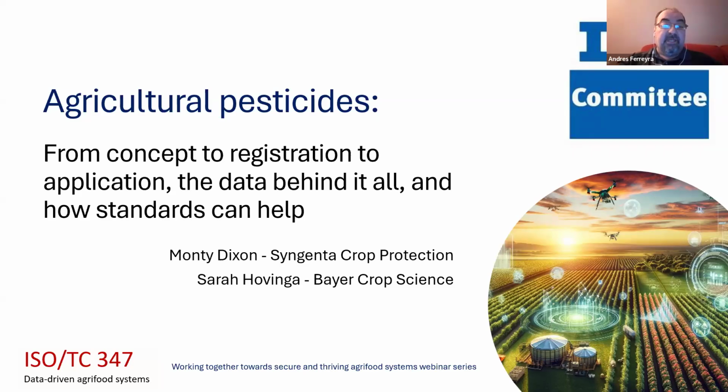ISO TC 347 is a new and ambitious committee working to develop international standards that enable trustworthy, inclusive, and effective use of data across agri-food systems. This webinar series is designed to explore key technical areas where standardization can support innovation, sustainability, and interoperability in agri-food systems. This webinar is part of our commitment to transparency, engagement, and inclusive participation in the standards development process.